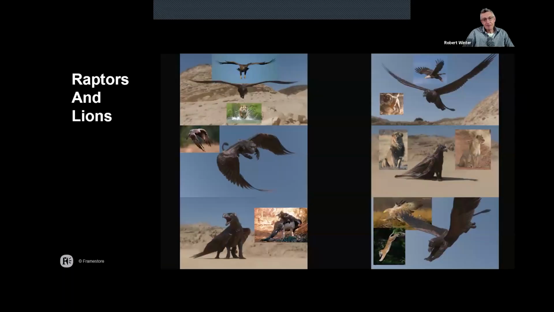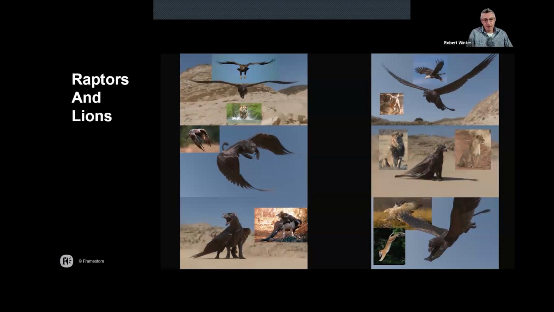For the flying creature, which was called the Bennu, we looked at lions and raptors for inspiration. The performance was to use the strength of both creatures. So it needed to be a powerful aviator and a powerful land predator.